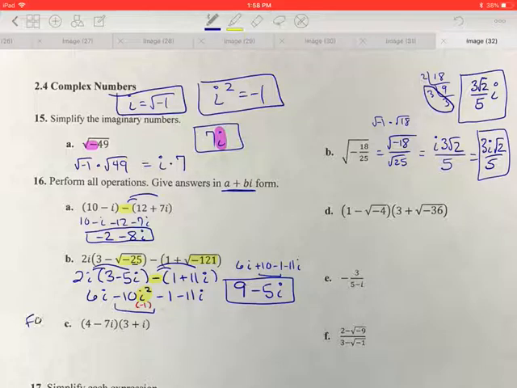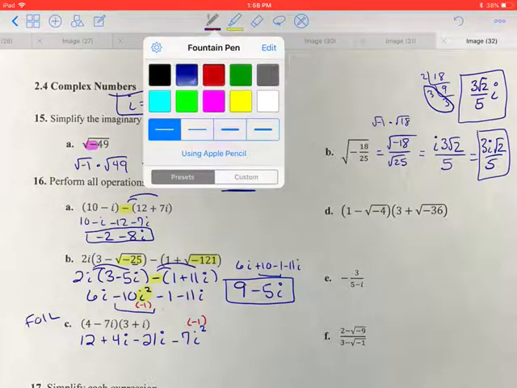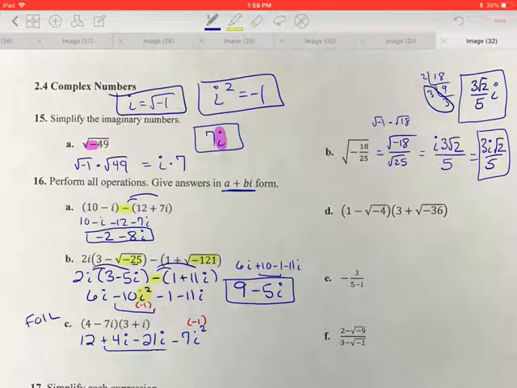All right, so C, this one is a FOIL problem. So 4 times 3 is 12. My outside product will be 4i. My inside product will be -21i, and then I get -7i squared. So I'm going to replace i squared with -1. And I can go ahead and put these together if I want. So I get 12 minus 17i. And then this becomes -7 times -1, so it becomes a positive 7. And that gives me 19 minus 17i.